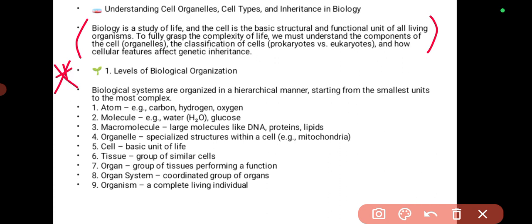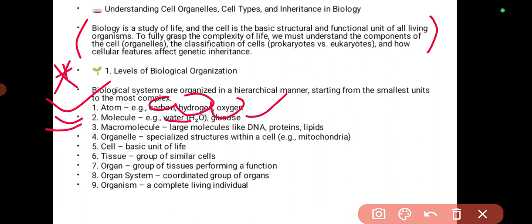Biological systems are organized in a hierarchical manner, starting from the smallest unit, which is the atom. Now, a group of atoms come together to form molecules. An atom will be carbon or hydrogen, elements primarily. Molecules will now be compounds and other aggregations of atoms together, such as we have in water, in salt, in bases and all of those things. For example, H2O and glucose, C6H12O6.